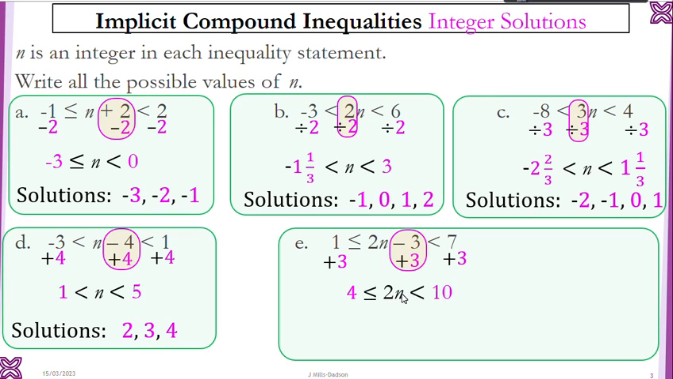To make the middle term equal to n is to divide by 2. So we divide the left by 2, the right also by 2. Therefore our answer will be n is bigger than or equal to 2 and n is less than 5. And our answers will be 2, 3, and 4.